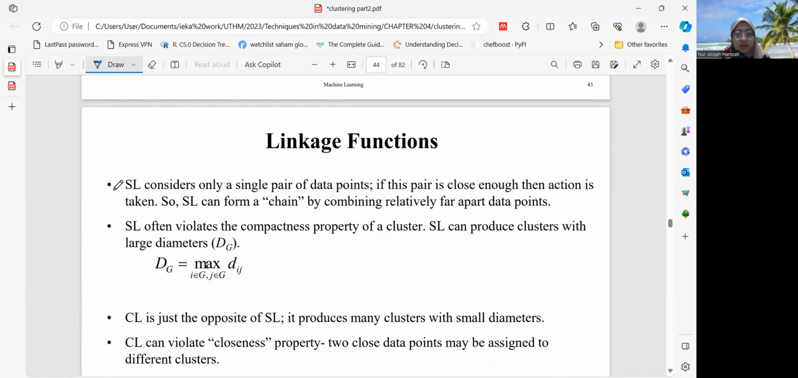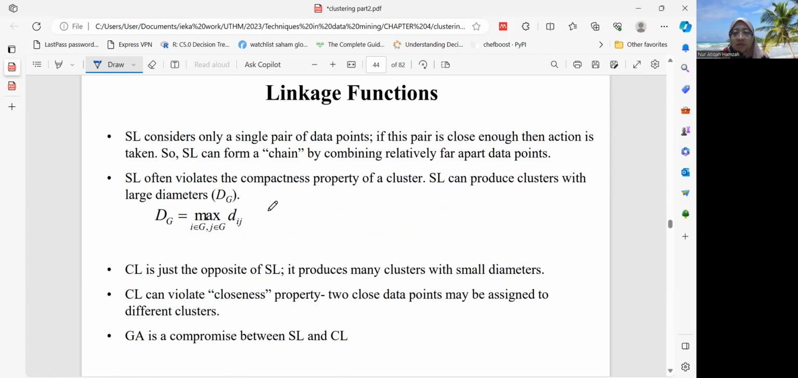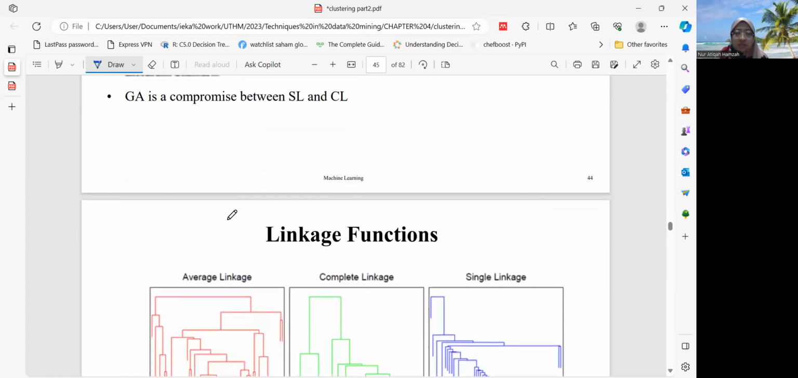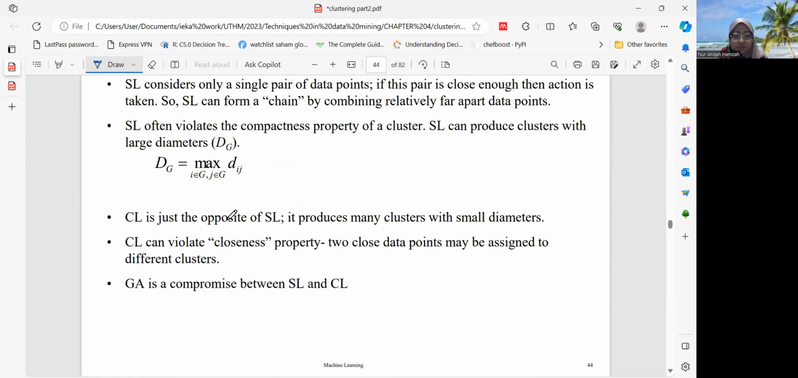Okay, single linkage considers only a single pair of data points. If this pair is close enough, then action is taken. So single linkage can form a chain by combining relatively distant data points. So single linkage often violates the compactness property of a cluster, and it can produce clusters with large diameters.